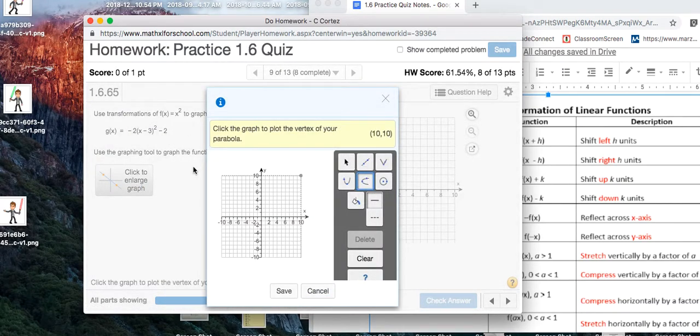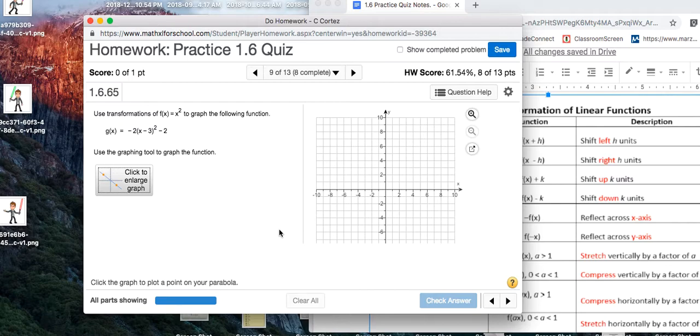This is going to the right 3 units and then down 2, and then also flipped over. Wrong one.